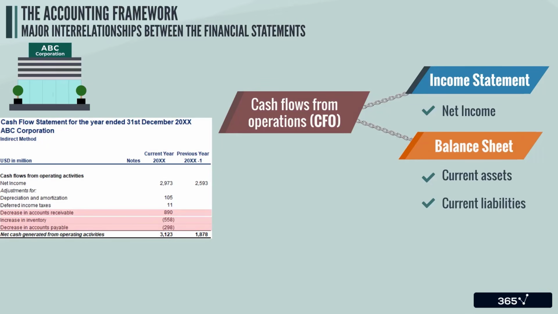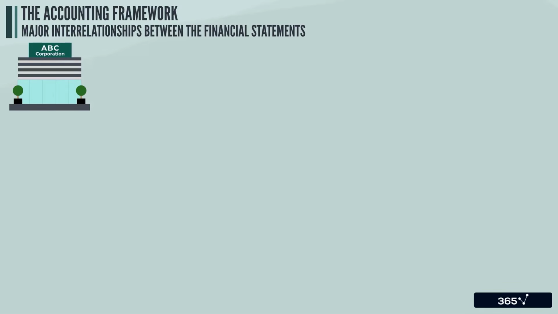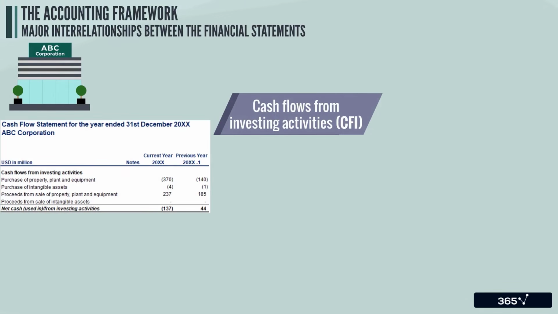An important point to remember is that changes in current assets and liabilities result in cash inflows or outflows generated in the same reporting period. Similarly, we prepare a cash flow projection by looking at the budgeted balance sheet and expected changes in working capital. Good job!